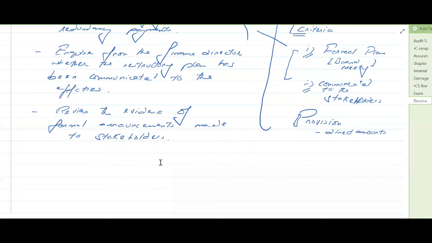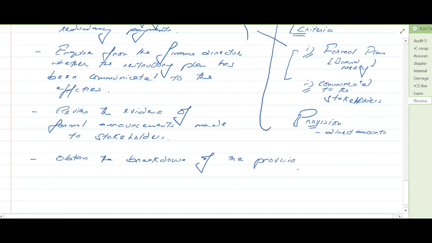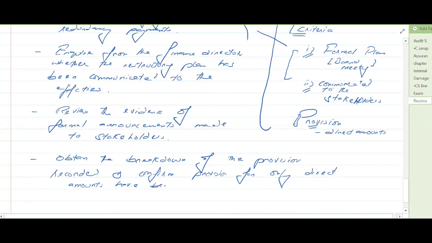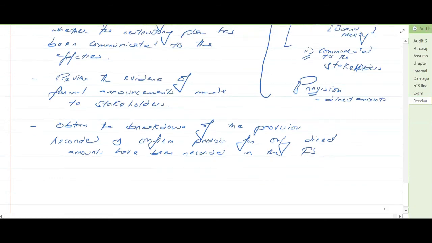Now further, what you're going to do is there should be a provision. So obtain the breakdown of the provision recorded and confirm provision for only direct amounts have been recorded in the financial statements, because there should be no provision for irrelevant or indirect cost.